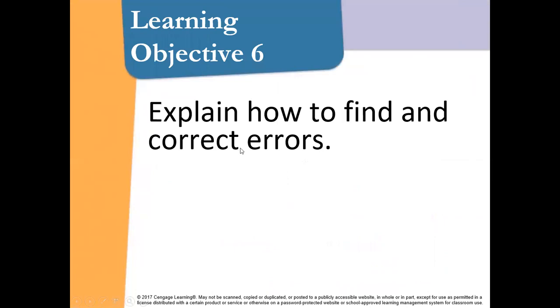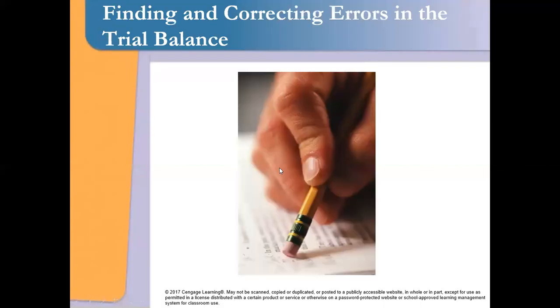And that leads us to objective 6: explain how to find and correct errors. Any questions so far from what we talked about? Journalizing, general posting, trial balance. No. All right, so let's take a look. How do we work through trying to find errors if they are there?